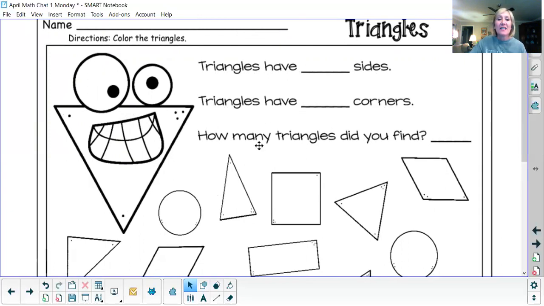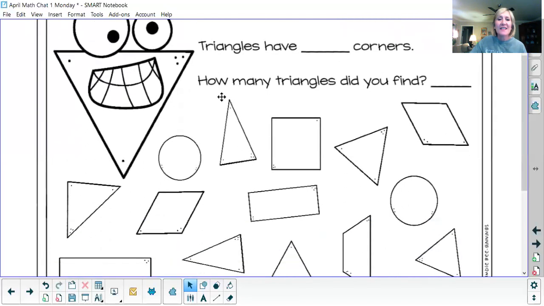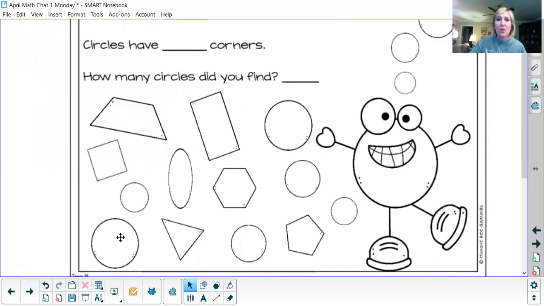So you're going to fill in these blanks, and then down here it asks, how many triangles did you find? Now there are a lot of shapes down here. You might just want to color the triangles and then count them. Now on the back of that same paper, we're going to trick you. We're going to talk a little bit about circles. Now circles have blank corners. I'm not going to tell you the answer to that one. You're just going to have to figure it out. And then I want you to count how many circles you find here and write the answer there.